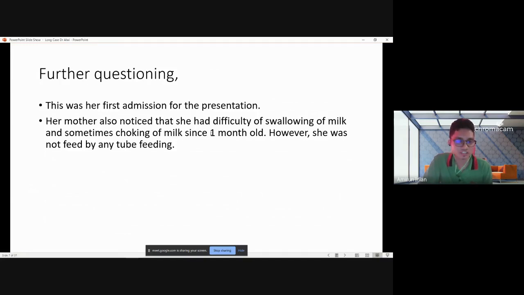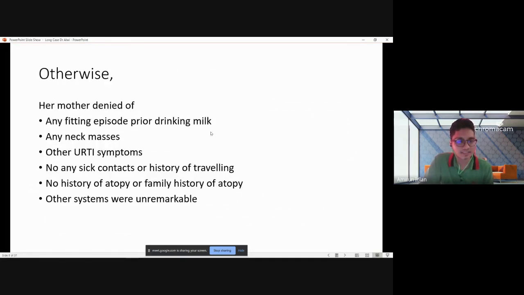However, she was not fed by any tube feeding or any alternative feeding lah. So otherwise, her mother denied of any feeding episode prior to the drinking milk, no any neck swelling or neck mass noted, no other URTI symptoms, no any sick contact or history of traveling, no history of atopy or family history of atopy, and no other system was unremarkable.